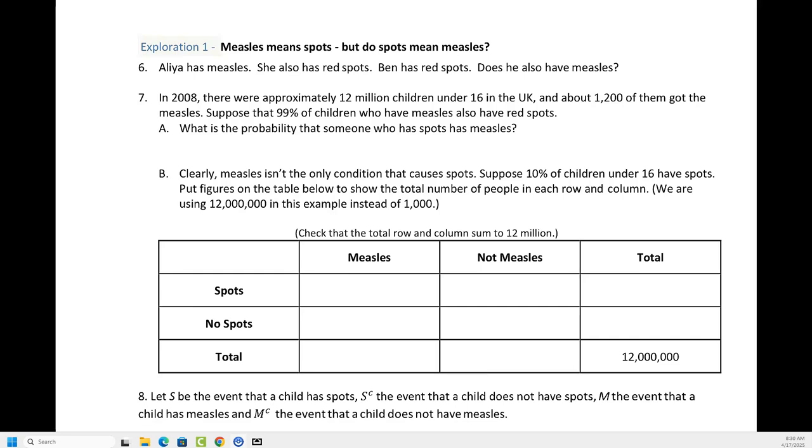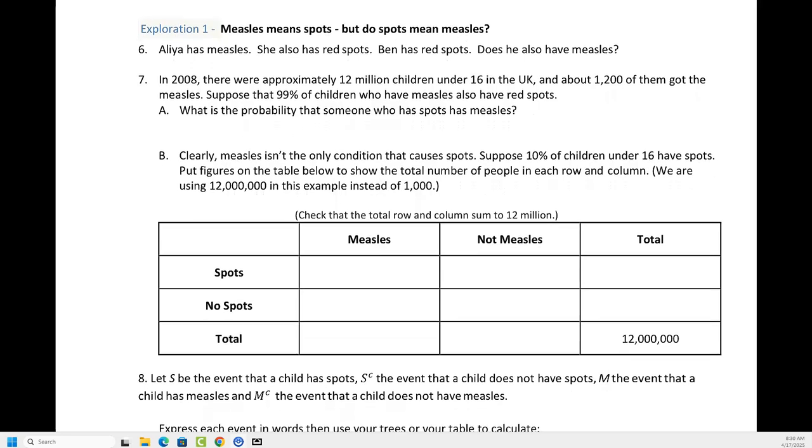Exploration number 1. Measles means spots, but do spots mean measles? That's the question we're going to explore. It says 6. Aaliyah has measles. She also has red spots. Ben has red spots. Does he also have measles? So this is the question we want to try and answer. So let's go to question 7.